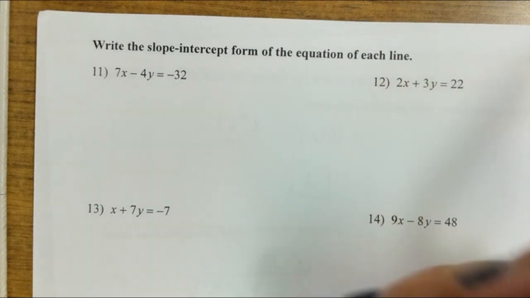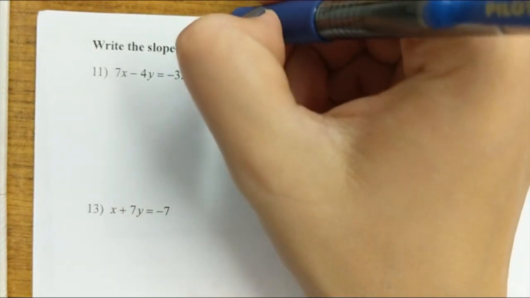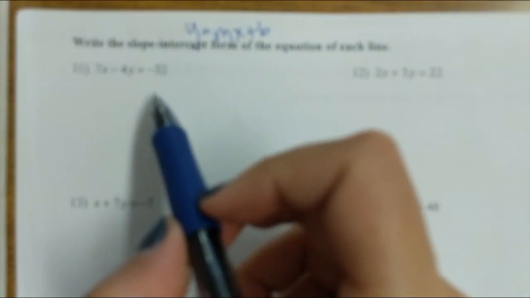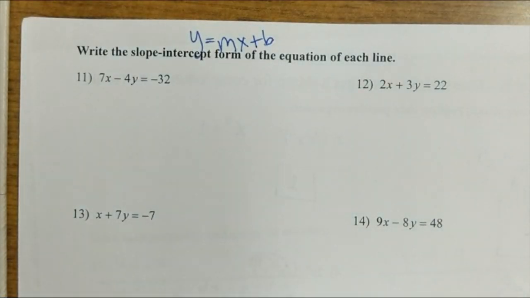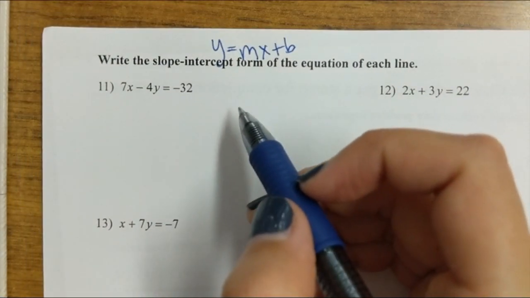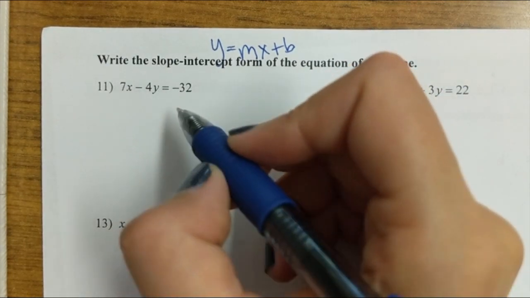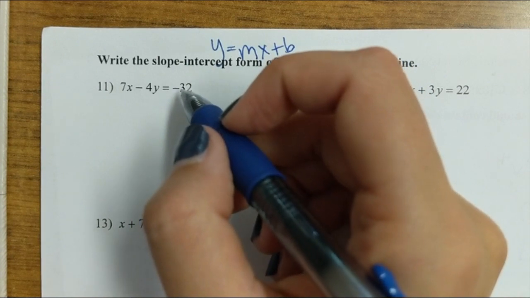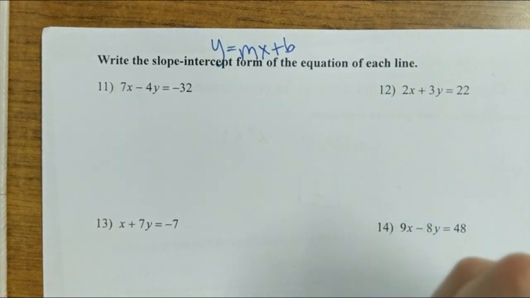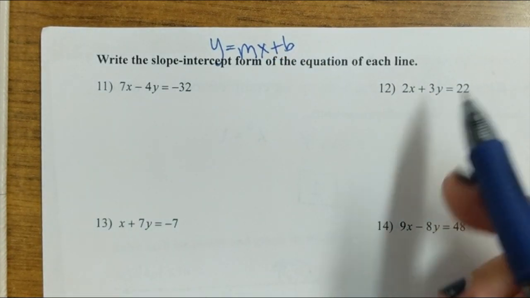To write the slope-intercept form of the equation of the line, remember slope-intercept form is y equals mx plus b. It has to be in this order. So all we're doing here, we're not solving, we're just rearranging how it's written using our inverse operations, using those same things that we use to solve for equations. So number 11 and 12 is what I'm going to do.